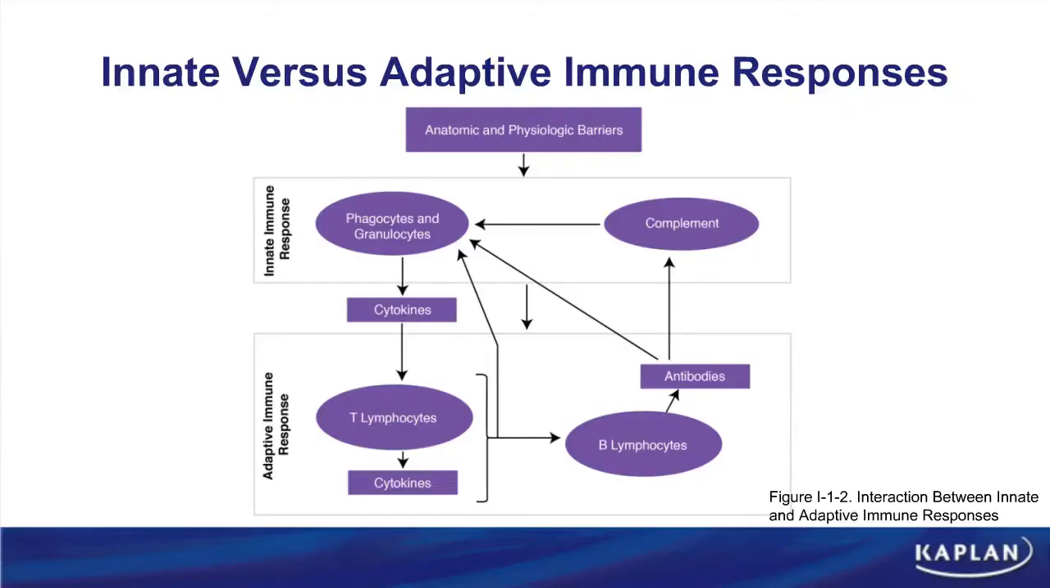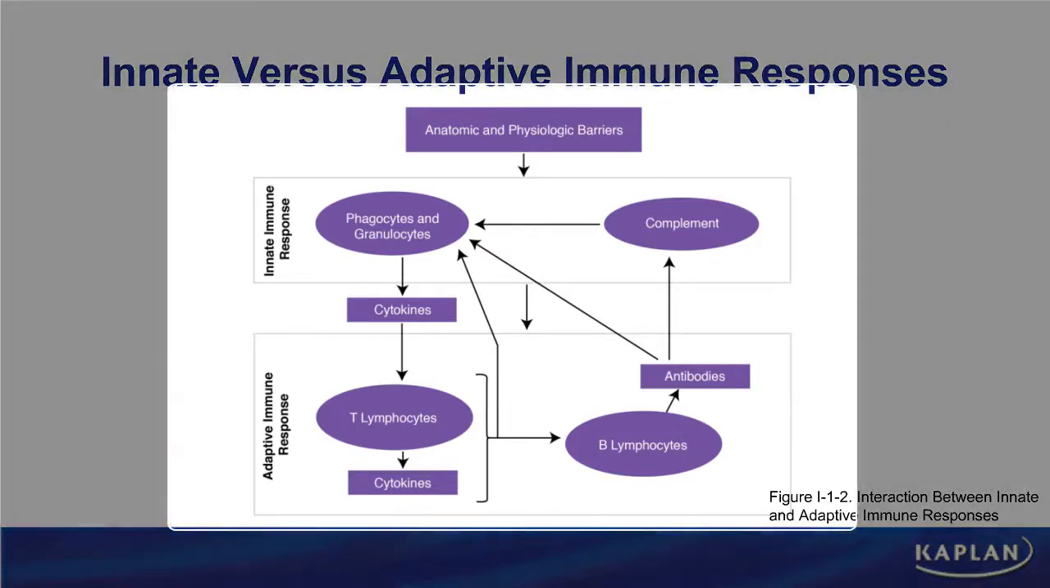At the end of Chapter 1, you're going to find this particular figure. At this point, it's not necessary to memorize all the details, but rather we would ask you to revisit this figure as you go forward. As you can see, the interaction between the innate and the adaptive is one that is collaborative.